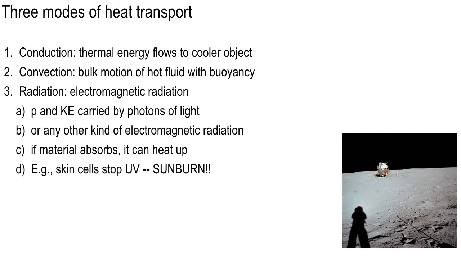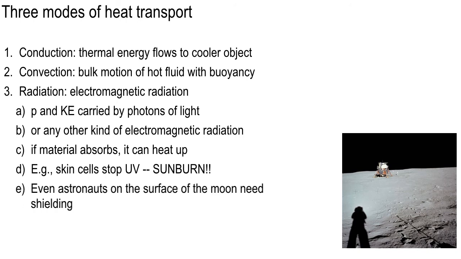So your skin cells absorb ultraviolet. Some of the molecules in your skin absorb ultraviolet fairly well, and it does a harmful chemical reaction as a result of that energy, and that's how you get sunburn.